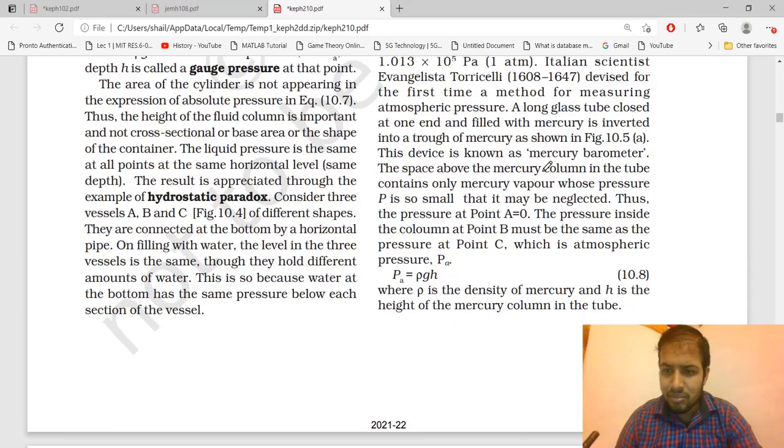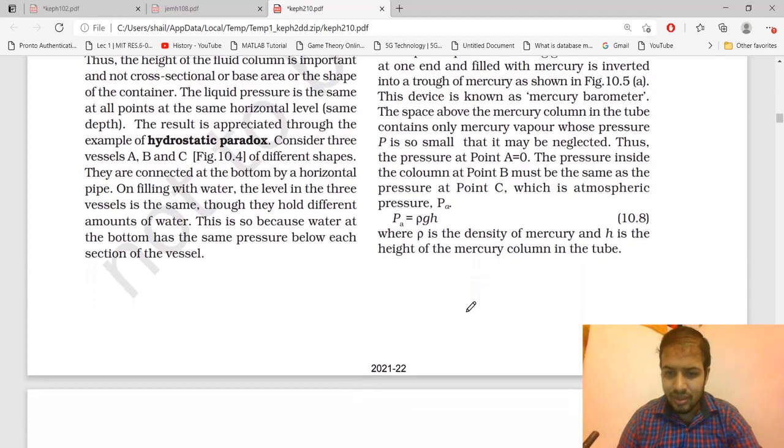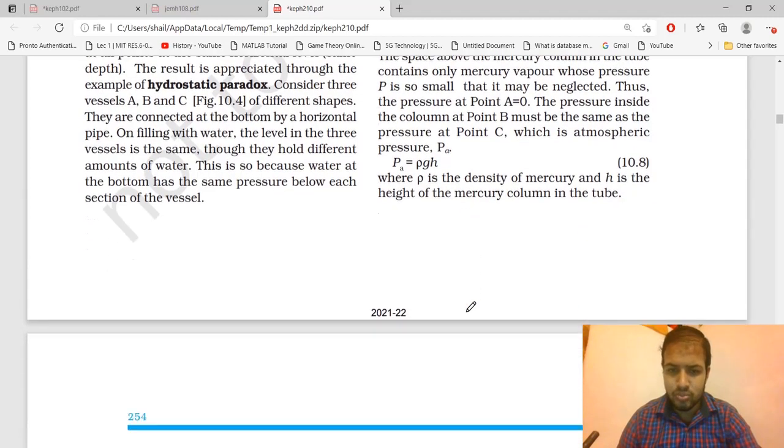The space above the mercury column in the tube contains only mercury vapor, whose pressure P is so small that it may be neglected. Thus the pressure at point A is equal to 0. The pressure inside the column at point B must be the same as the pressure at point C, which is the atmospheric pressure Pa. So Pa equals rho g h, where rho is the density of mercury and h is the height of the mercury column in the tube.